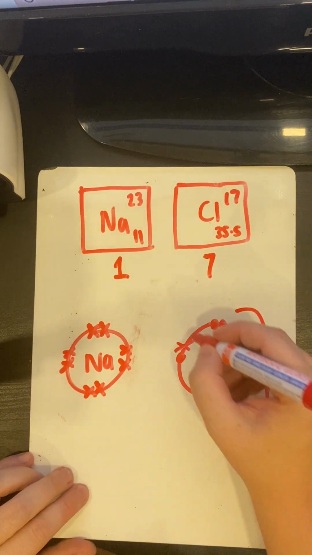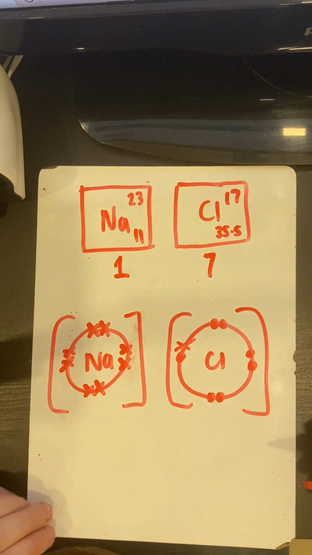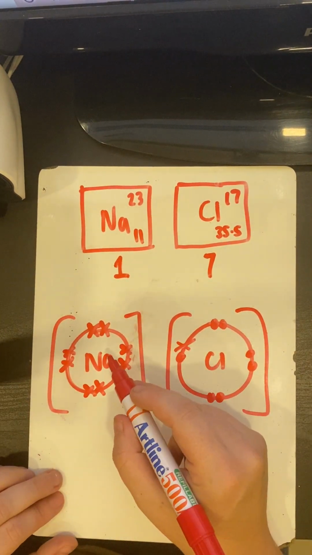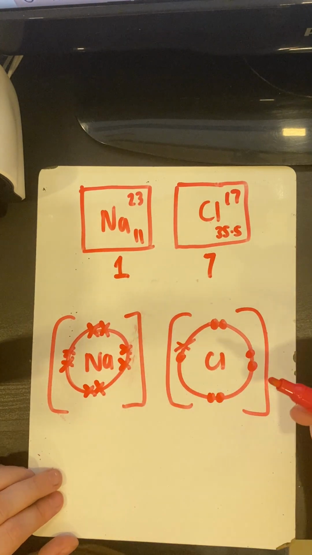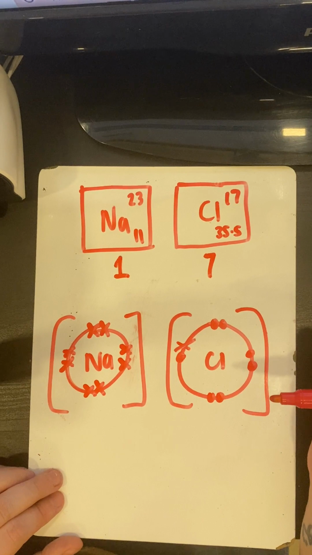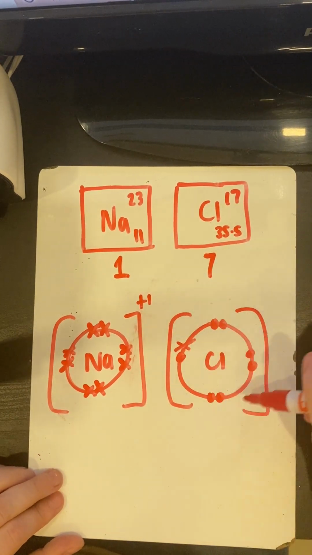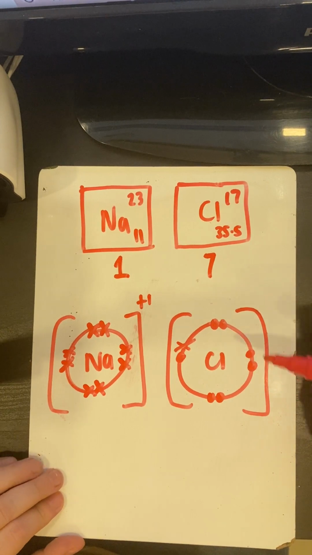The problem is, I'm going to draw them in square brackets now because they're ions. The problem is that sodium now has 1 more proton than electrons because he's given 1 negative electron away. That gives him a charge of +1. Chlorine has now gained an extra negative, so has a charge of -1.